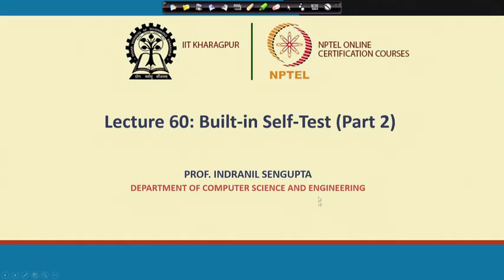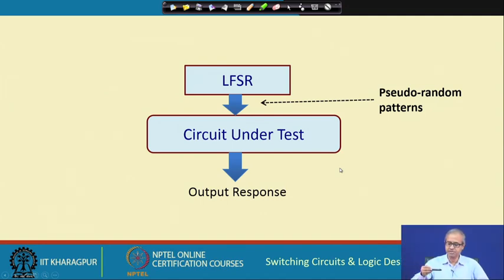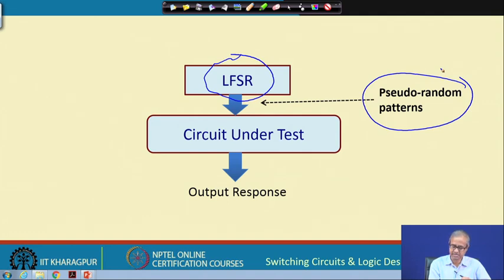So, we continue with our discussion on built-in self-test. In our last lecture, we talked about how we can generate the test patterns inside the chip. Now, in this second part of the lecture, built-in self-test, we shall be talking about the so called response compaction part. So, if you look into this picture, we have already seen how using LFSR you can generate the test patterns, the so called pseudo random test patterns.